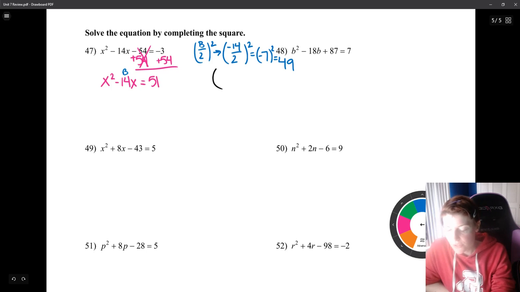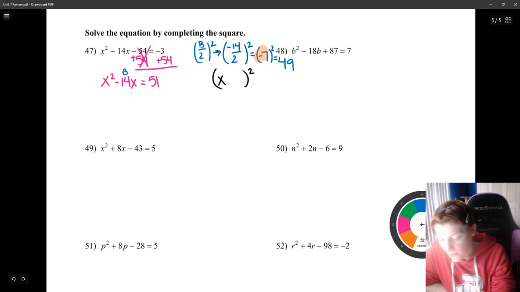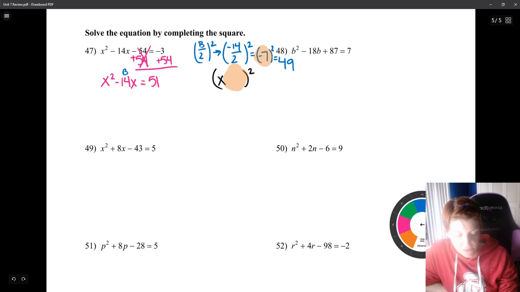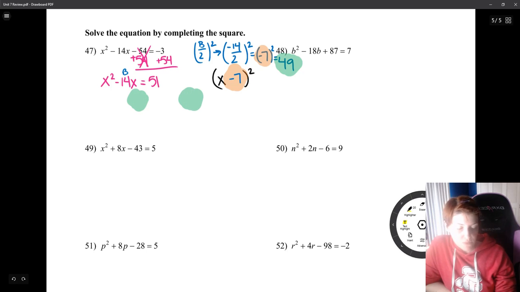We're also going to write our binomial squared. So we have our variable, which is x squared, and our number, that number is going to go right here. So we're going to use a -7 here. And then we're going to do one more highlighted color for that one, the 49. That 49 we're going to add to both sides of our equation. So I'm just going to kind of leave a spot there for it when I rewrite.